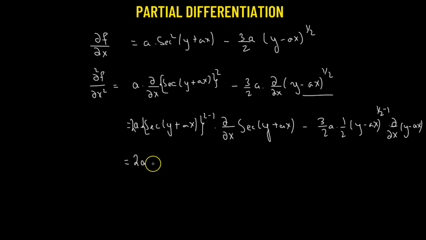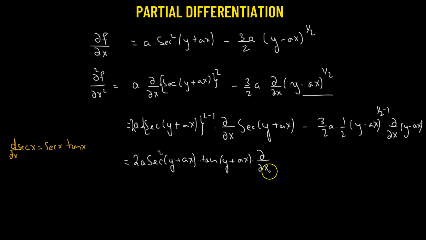So we have 2a times secant of y plus ax multiplied by the partial derivative of the secant function. Let me write it down here. When we take the partial derivative with respect to x of the secant function, that's secant of x times tangent of x. So that means the partial derivative of secant of y plus ax will be secant of y plus ax times tangent of y plus ax. And again, we'll have to apply the chain rule.